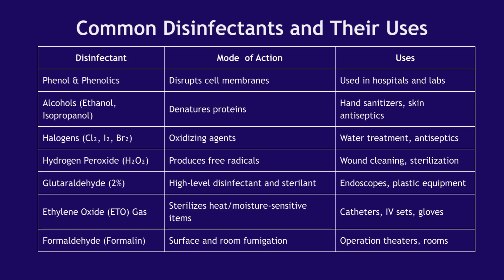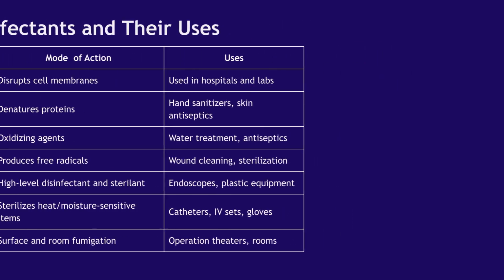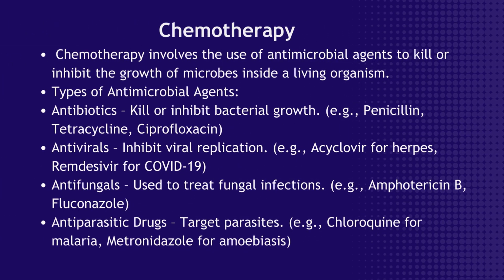Ethylene oxide, ETO, gas, sterilizes heat-sensitive and moisture-sensitive items, used for catheters, IV sets, and gloves. Formaldehyde, formalin, used for surface and room fumigation, commonly used in operation theatres and hospital rooms. Chemotherapy. Chemotherapy involves the use of antimicrobial agents to kill or inhibit the growth of microbes inside a living organism.